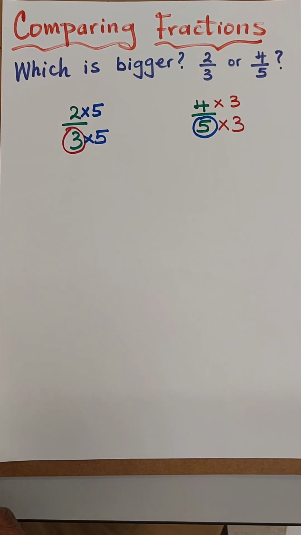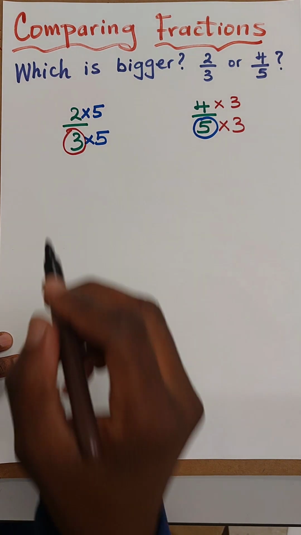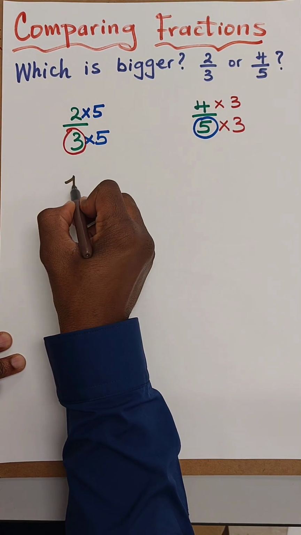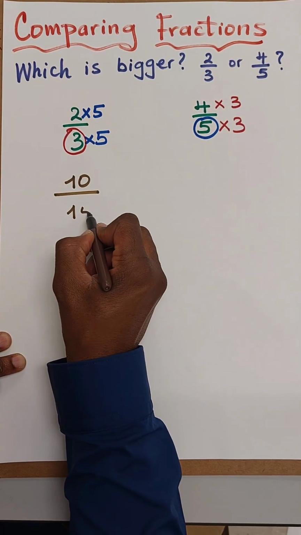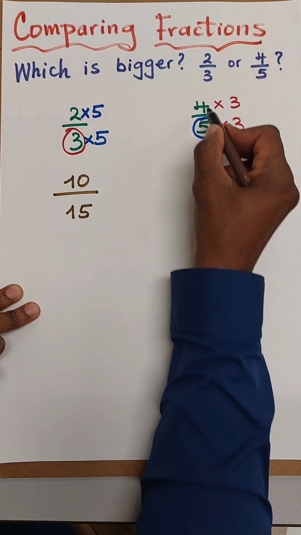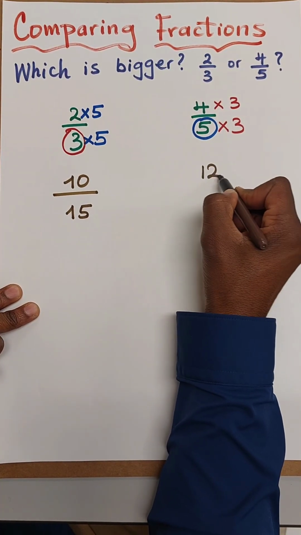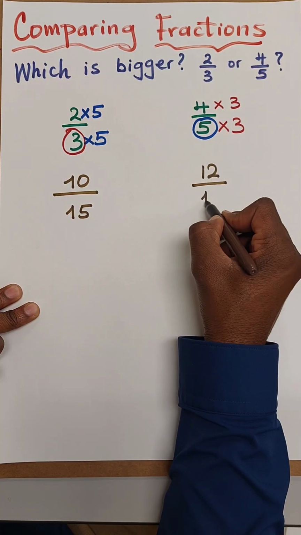Okay, why did I do this? We're going to find out when we have the equivalent fractions. What are the equivalent fractions that we get? So 2 times 5 is 10, fraction bar, 3 times 5 is 15. Okay, so on this other side, I have 4 times 3 is 12, fraction bar, 5 times 3 is 15.